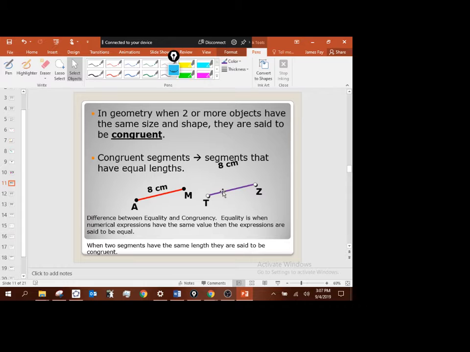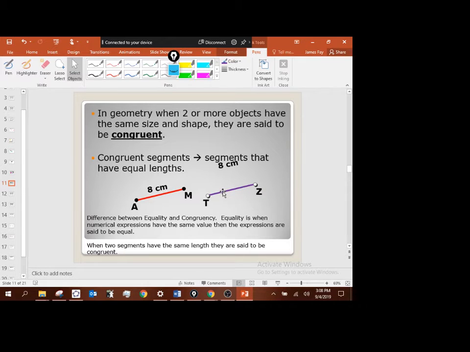When we talk about equality, things that are equal, only numbers can equal numbers. Okay? So like 8 up there, 8 is equal to 8. Okay? A number equal to a number. We can't say a segment is equal to a segment. Does that make sense? A shape is not equal to a shape. A shape is congruent to a shape. Okay? So congruency is a little bit more than just equality. Does that make sense? Okay?